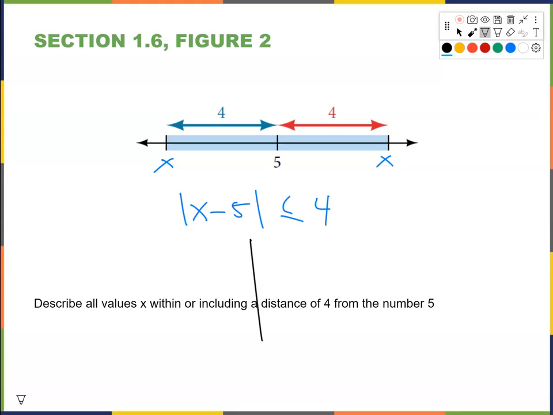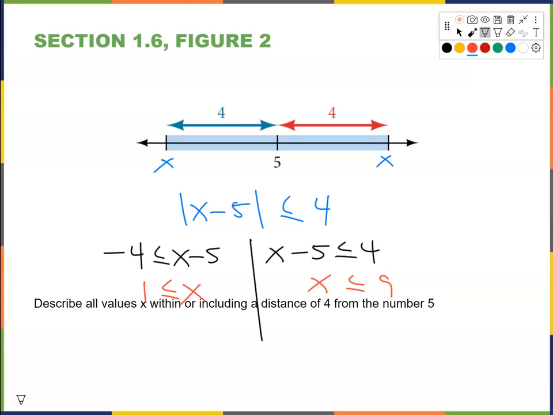So note that negative 4 is less than or equal to x minus 5, and x minus 5 is less than or equal to 4. So let's solve for x. If we add 5 to both sides here, negative 4 plus 5 is 1. So that is less than or equal to x. And then we add 5 to both sides here, 4 plus 5 is 9. So x is less than or equal to 9.